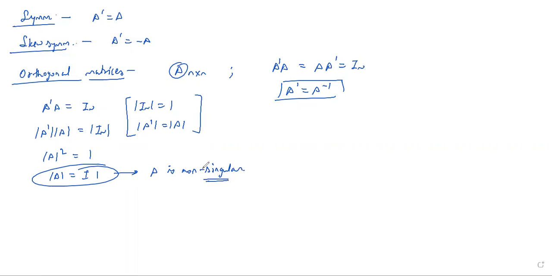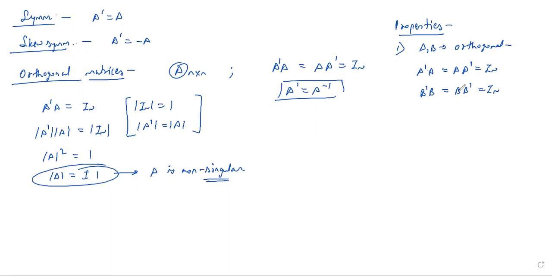Orthogonal matrices are invertible. Now let's look at the properties of orthogonal matrices. Suppose I have two matrices A and B that are orthogonal. What does it mean for A and B to be orthogonal? It means A transpose A equals A A transpose equals identity. Similarly for B, B transpose B equals B B transpose equals identity. Now the product of these two matrices, AB, is also orthogonal.